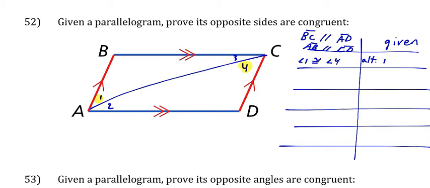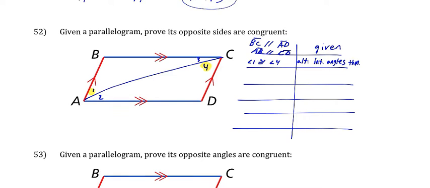So I'm going to write alt int angles theorem. All right, alternate interior angles theorem. The next thing I'm going to do is talk about angles 2 and 3. And it's the exact same thing. Those are alternate interior angles with our transversal here flipping over the line. So we can say the same thing about angles 2 and angle 3 are congruent for the same reason. Alternate interior angles theorem.